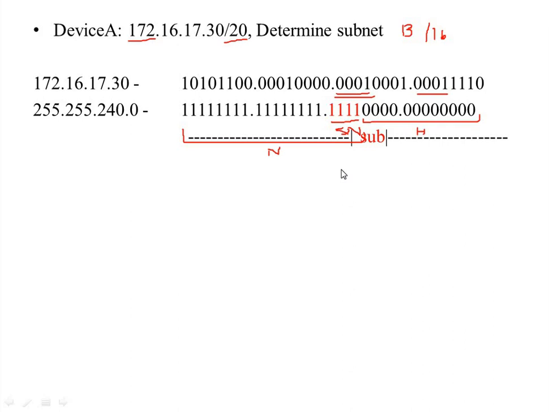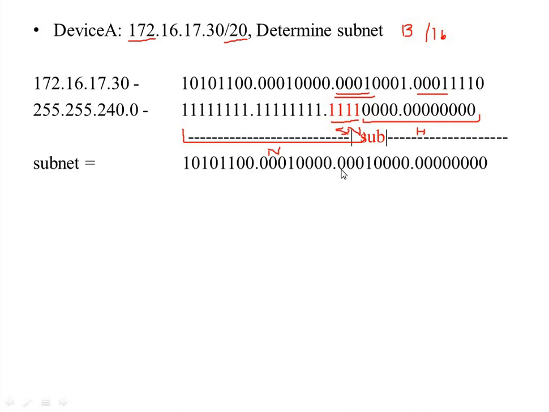Then what is your subnet? Now you need to identify the subnet. Simply do the logical ANDing of this. This IP address may be any address in the total range of the subnet, so you need to find out the starting address of your subnet. You will find that the starting address of your subnet is 172.16.16.0.